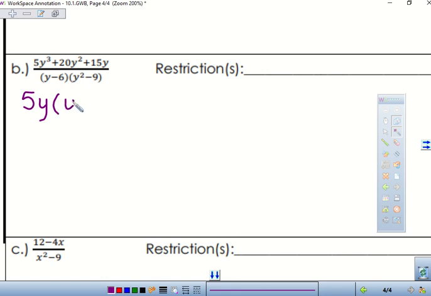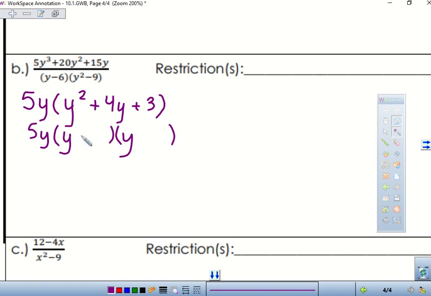So we're going to take out a 5y. Good. And then we can factor it further, right? So factors of 3 that add up to 4. 3 and 1. Right? All over.